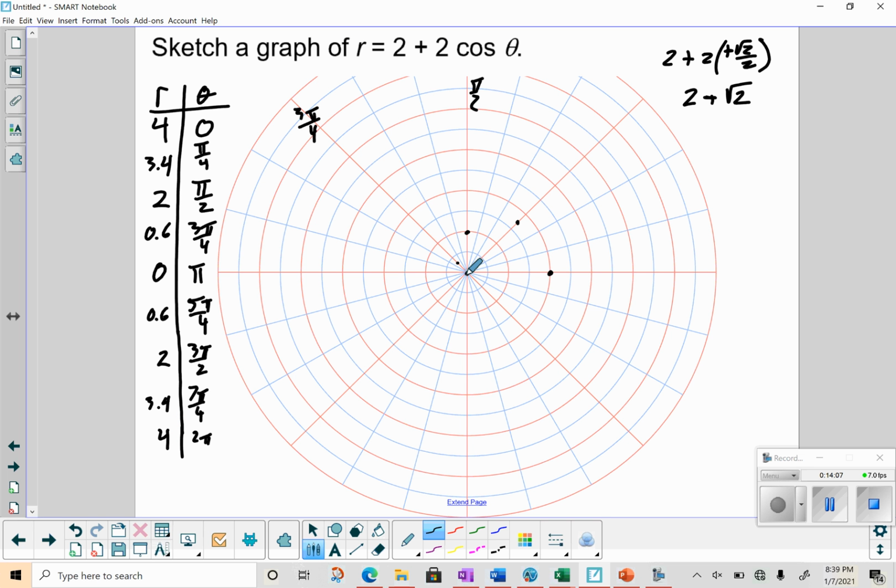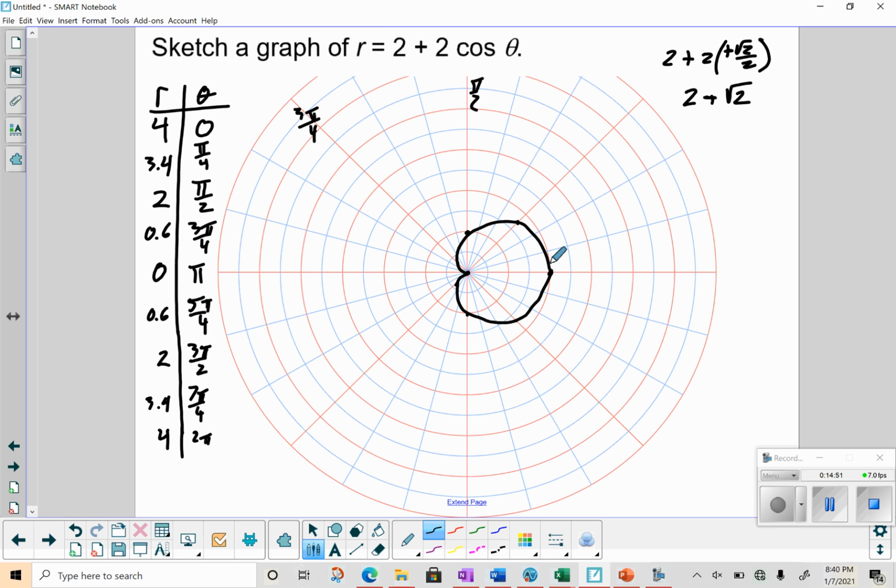So if I try and plot those, this is only 0.6-ish. For 3 pi over 2, I'm supposed to come forward 2 spaces. For 7 pi over 4, come forward 1, 2, 3.4 spaces, and then back to here. If we play connect the dots, we'll get this shape. You've never seen that before in your entire lives.